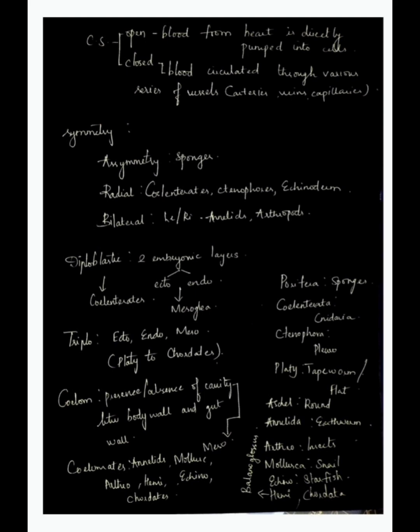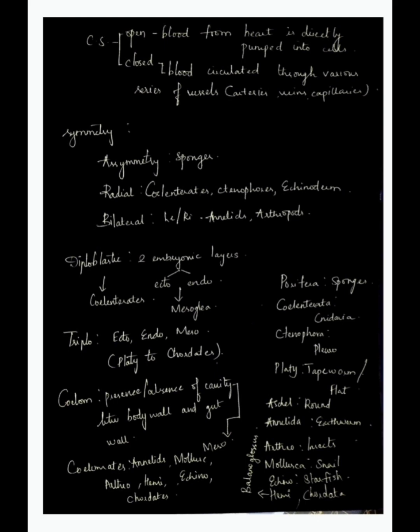The next thing we are going to see is embryonic layers. Based on the presence of embryonic layers, animals are divided into triploblastic and diploblastic. In diploblastic, there are two embryonic layers. The outer is ectoderm and the inner is endoderm. Coelenterates are examples of diploblastic animals. And in between ectoderm and endoderm, mesoglea is present in diploblastic animals.